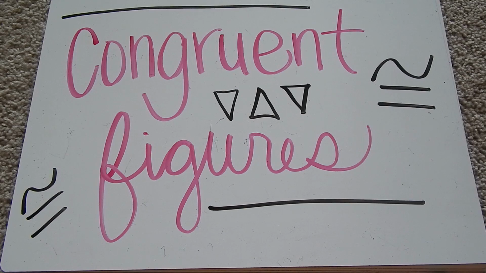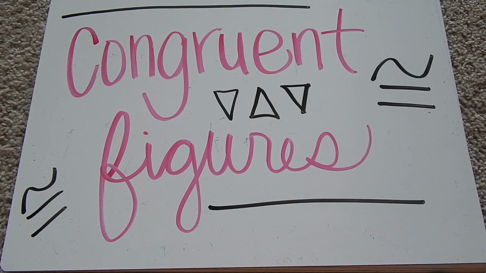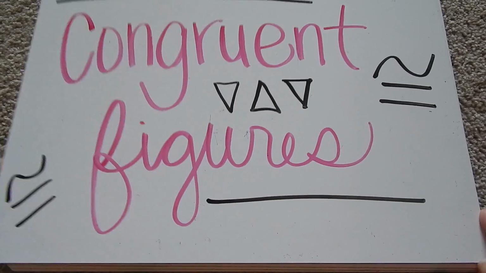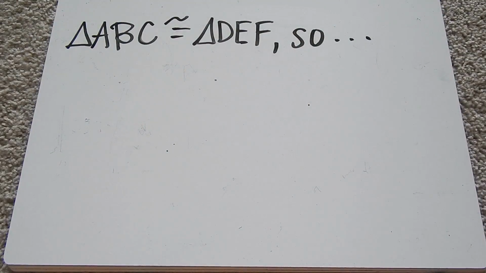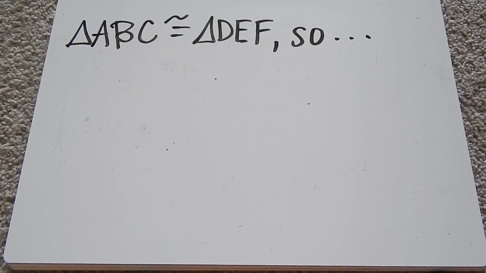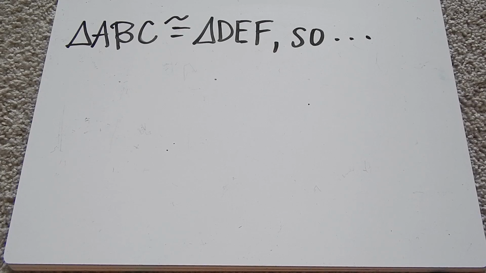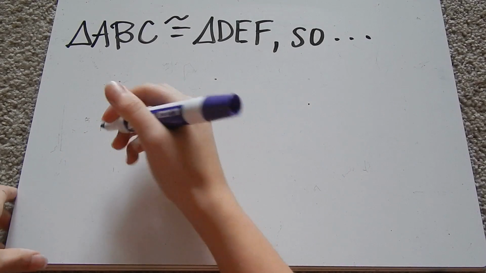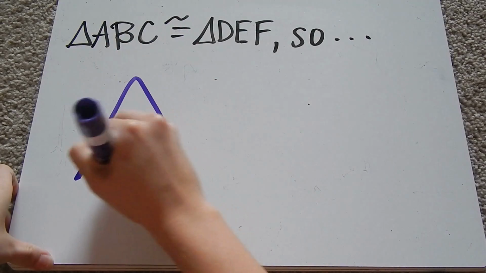Today's lesson is over congruent figures. We're going to be looking at congruent triangles particularly. So if we have triangle ABC congruent to triangle DEF, then let me draw these two triangles.